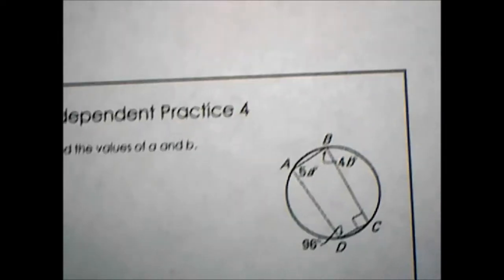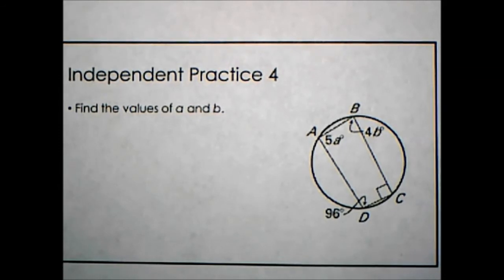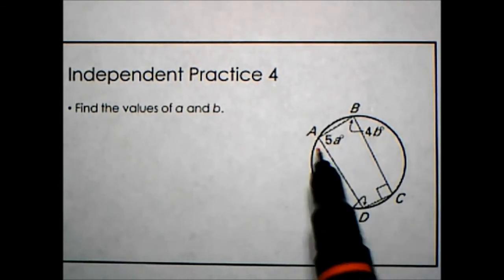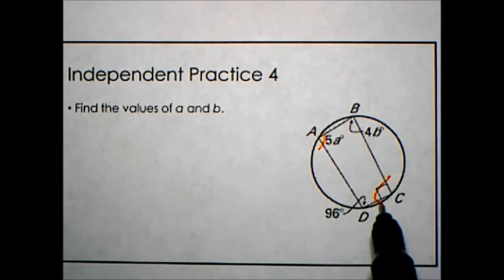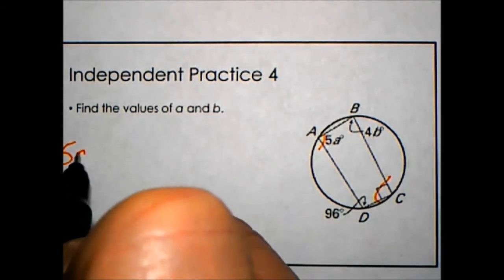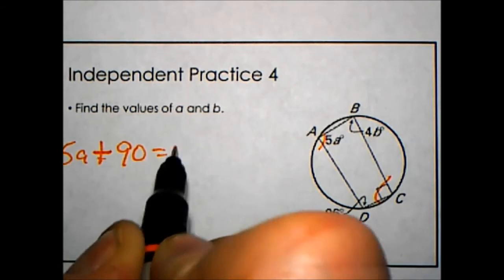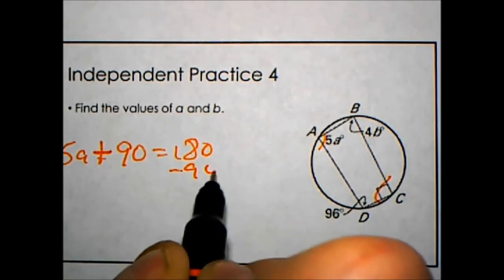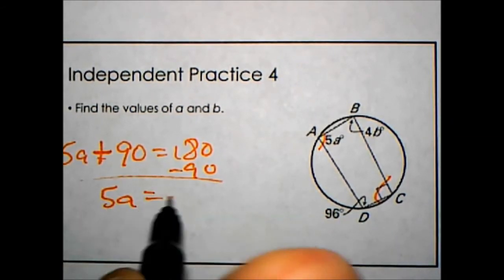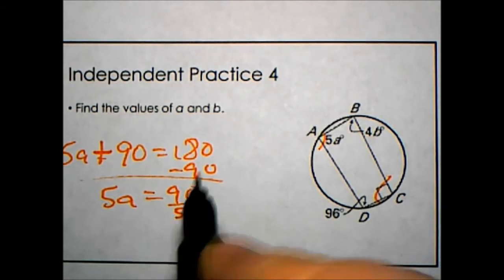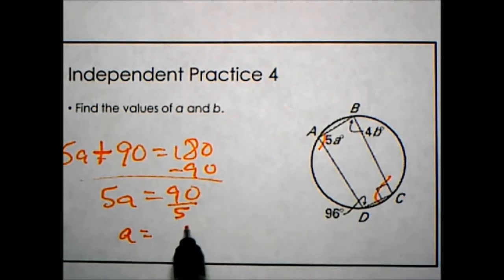And then on practice problem 4, we've got to find A and B. If I look at A, I have 5A plus the box, which means plus 90 equals 180. I subtract the 90, and I have 5A is equal to 90. Divide by 5, and A is equal to, what is that, 18?